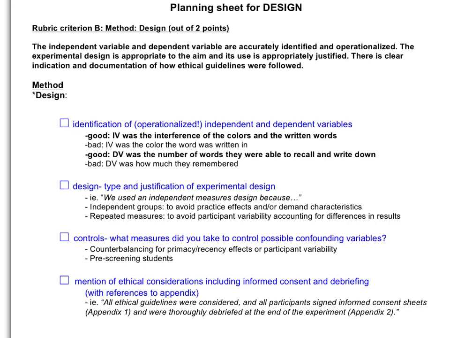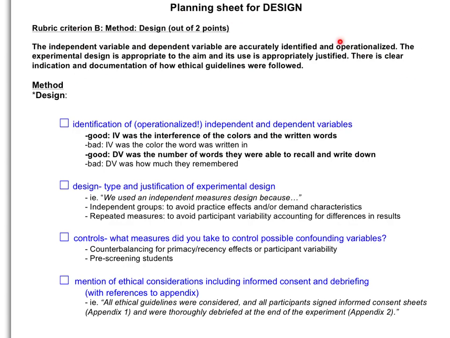Alrighty, so what we're going to look at now is criterion B on both the higher level and the standard level psychology rubric. And this is for the method, but more specifically the part of the method called the design. And what we see up here is that for the design, you need to have the following things. The independent variable and dependent variable are accurately identified and operationalized. The experimental design is appropriate to the aim, and its use is appropriately justified. And lastly, there is a clear indication and documentation of how ethical guidelines were followed.